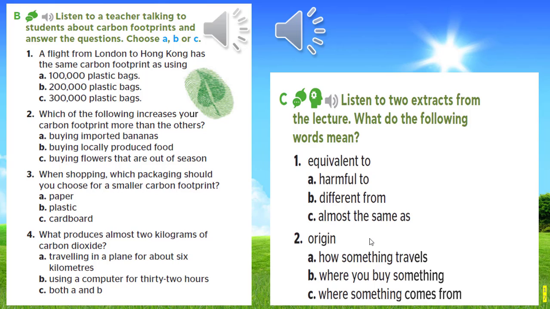But out-of-season flowers from hot countries, for example, come by plane to stay fresh. Another surprising fact that you may not realize is that paper packaging is not a more environmentally friendly form of packaging than plastic. Producing paper and cardboard creates about 10 times more carbon dioxide than plastic bags. Now, let me ask you all a question. Which one, traveling about 6 kilometers by plane or using a computer for 32 hours, produces nearly 2 kilograms of carbon dioxide? Raise your hands.